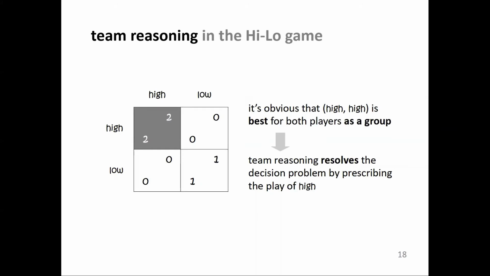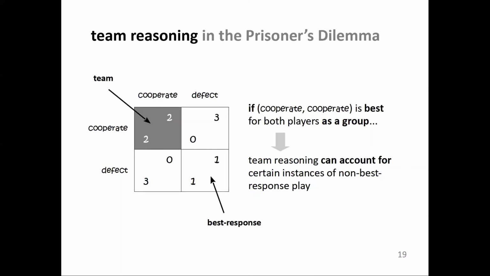In the high-low game, it's obvious that mutual choice of the high prize is the best for both players as a group, and so team reasoning resolves the Nash equilibrium selection problem by prescribing the play of high. But this does not always choose the Nash equilibrium. If mutual cooperation is the best outcome for both players as a group in the prisoner's dilemma game, team reasoning can also explain why some people choose to cooperate in this game rather than defect. And that pretty much summarizes the core principles of the theory.